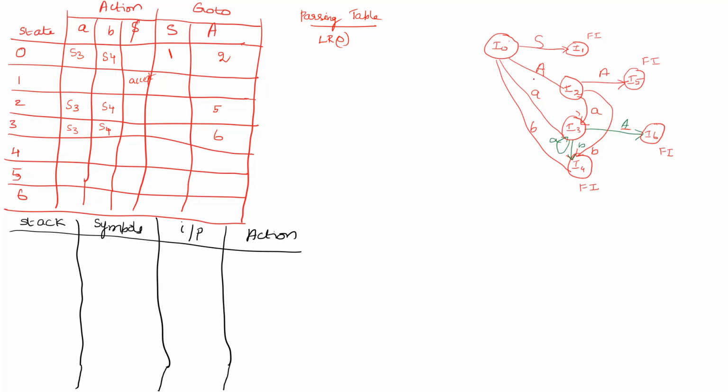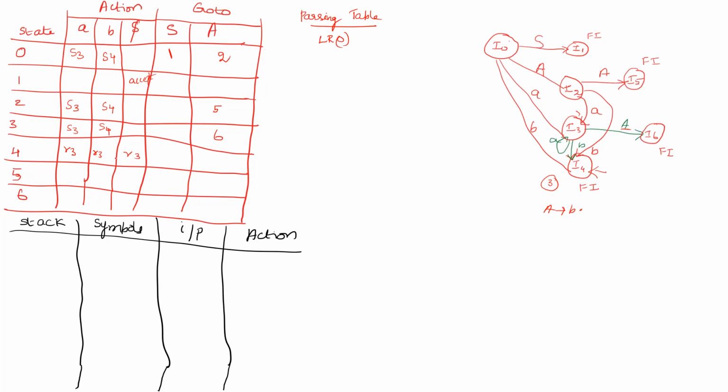Now we will come to state 4. This I4 is a final item, and as I have told you, this is based on production 3. What is that third production? That is A derives b, based on the item A derives b dot. So now this is a reduce process since this is the final item. So we have to add R3 in all the terminal columns.